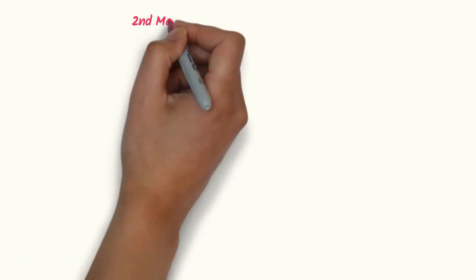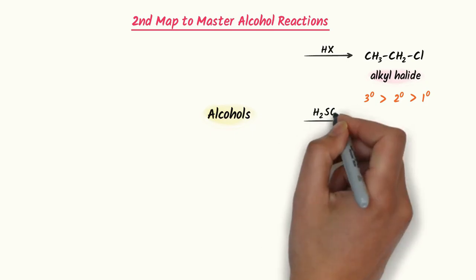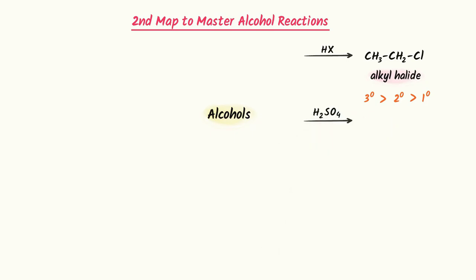Finally, we will learn the second map to master all reactions of alcohols. If we add hydrogen halide to alcohols, we get alkyl halide. Remember that the order of reactivity of alcohols is 3-degree, then 2-degree, then 1-degree. Secondly, we do dehydration of alcohols. We add H2SO4 to alcohols. As a result, we get alkene because H2SO4 is acting as a dehydrating agent.